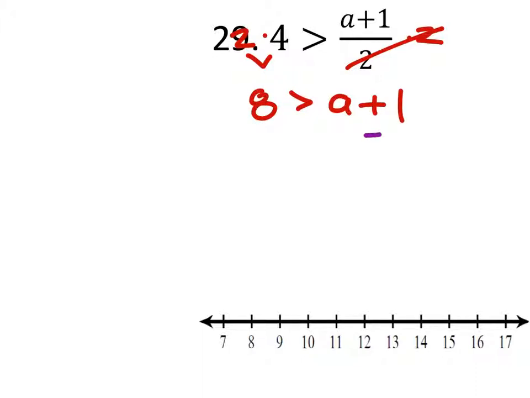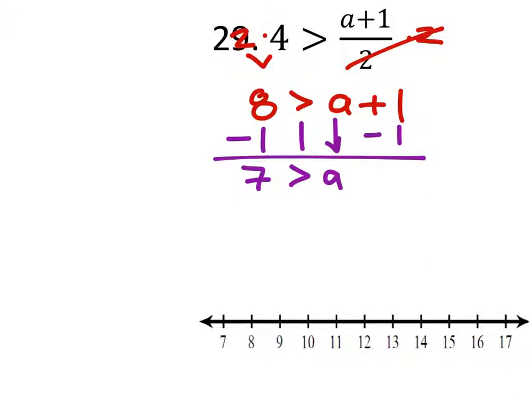Now we'll get rid of that plus 1 by subtracting 1 from both sides. 8 minus 1 is 7. Again, subtraction does not affect inequalities. And then we'll drop the a. So 7 is greater than a.